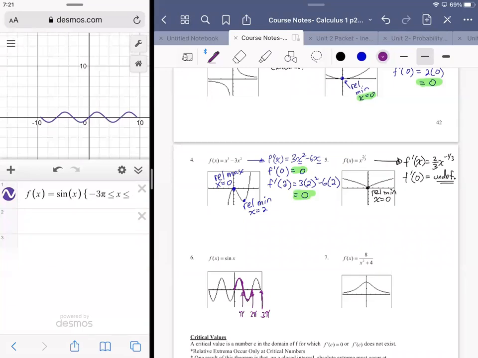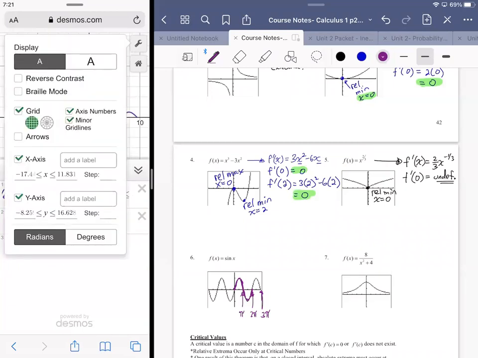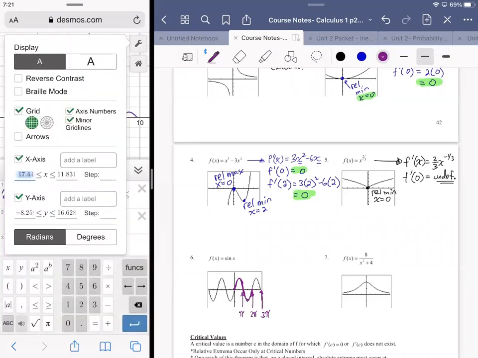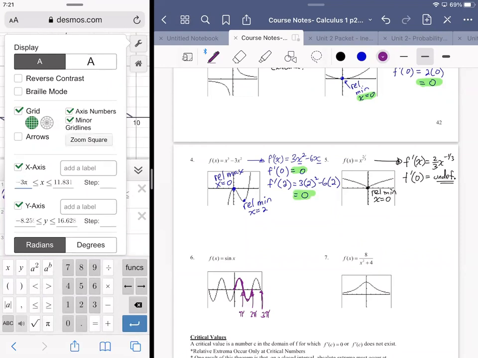Right? So I could change my scale here. Instead of going on the x-axis from negative 17 to 11 and change, I could go negative 3 pi to 3 pi. It accepts it in terms of pi. And then my step, instead of going by whole number of units, well, each little tick mark seems to be worth pi over 2. So I'll type in pi over 2.